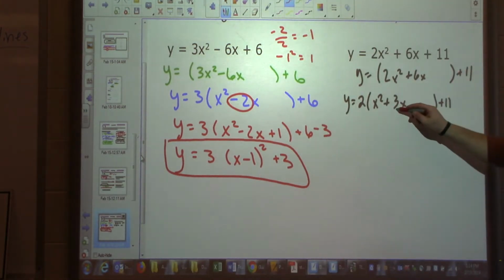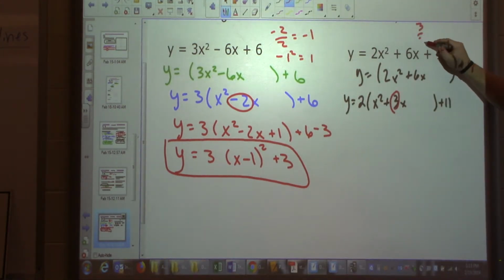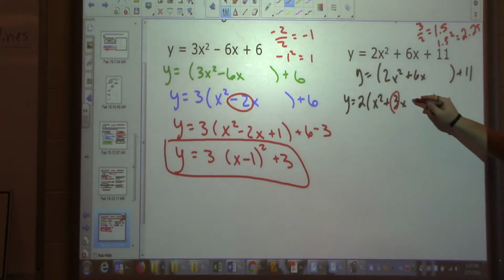Alright, we're going to take that 3. 3 divided by 2 is 1.5. Using decimals, I'll go on. 1.5 squared is 2.25. So, inside, I'm adding 2.25. Outside, I'm subtracting 4.5. Right? 2.25 times 2. We all see that? Yes.